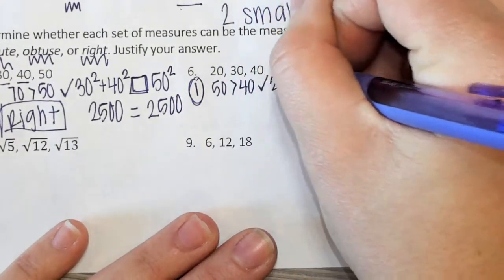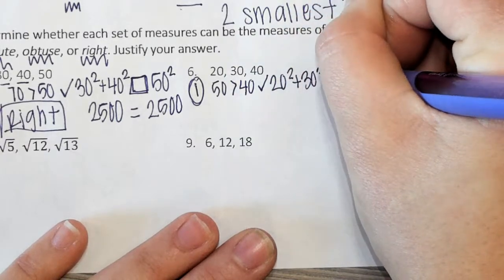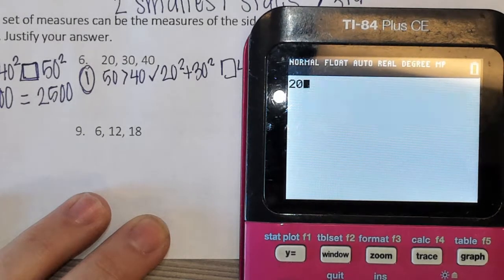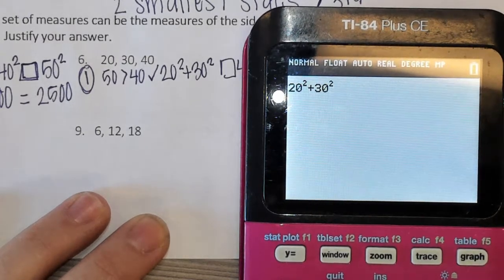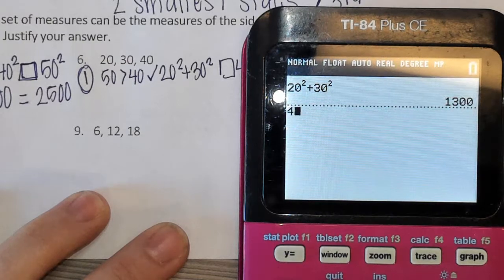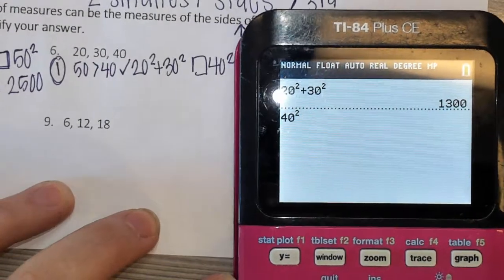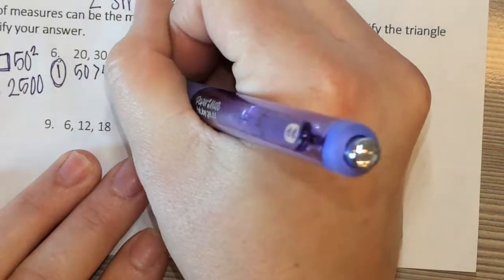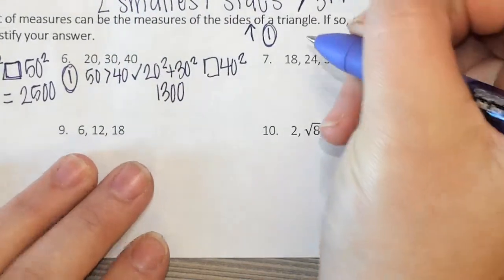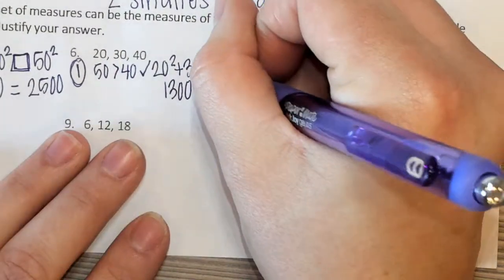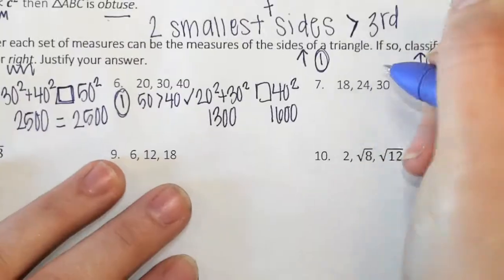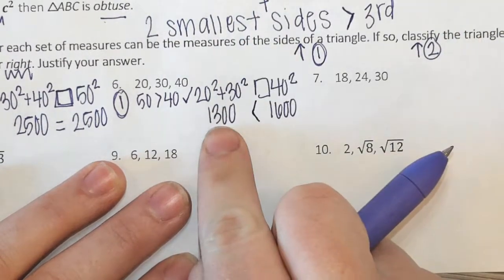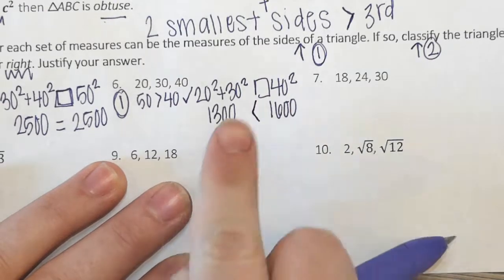Well, what is 20 squared plus 30 squared when we compare it to 40 squared? So I'm going to plug it in my calculator. 20 squared plus 30 squared, and then I'm going to go ahead and type in 40 squared as well. Okay, so I see that these 2 give me 1,300, but 40 squared is 1,600. So that means that this gets the less than symbol. 1,300 is less than 1,600.